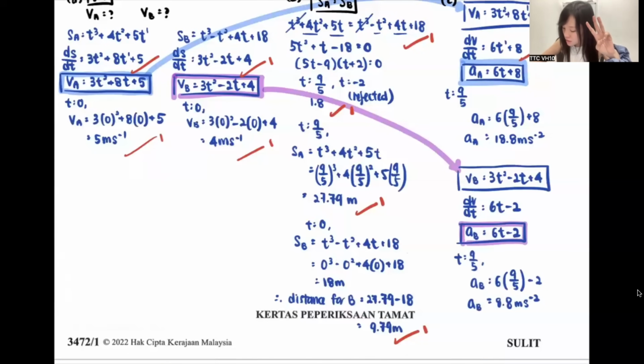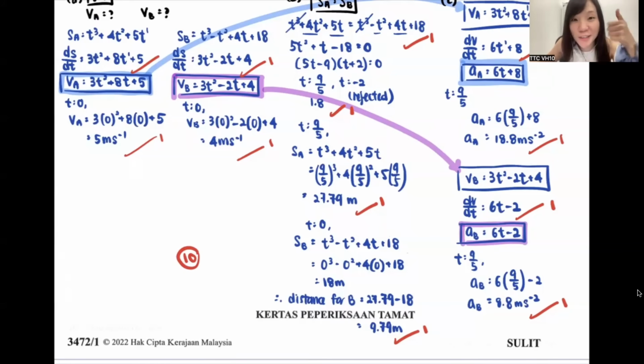Differentiate it, 1 mark. This answer, 1 mark. This answer, 1 mark. And this whole question is worth 10 marks. Done. Everyone, so far so good?